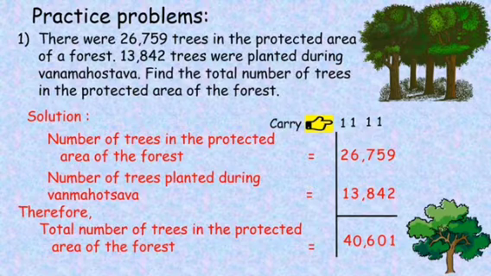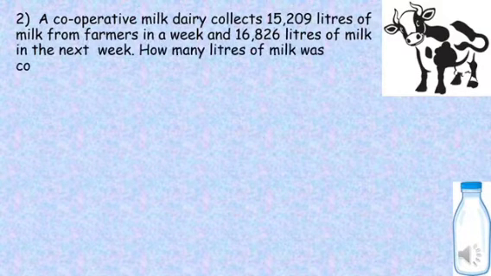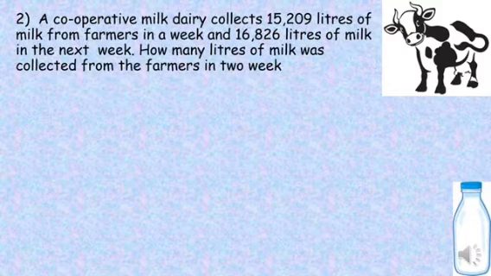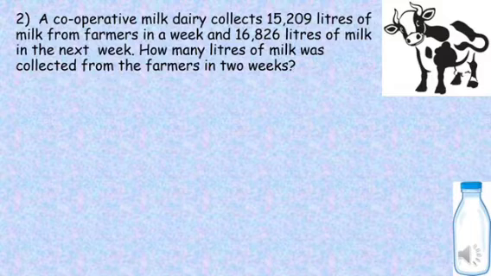I hope you all understood how to work out verbal problems, children. Now from the next problem, we can do it together. Now for the second problem: a cooperative milk dairy collects 15,209 liters of milk from farmers in a week and 16,826 liters of milk in the next week. How many liters of milk were collected from the farmers in 2 weeks? Now, if we understand the problem, it's about the milk dairy which collects some quantity in 1 week and some more the next week. So we need to find the total quantity of milk collected.